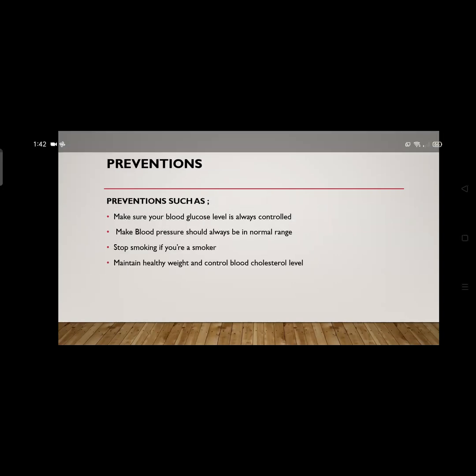Some preventions: we should always make sure that the blood glucose is controlled, and the blood pressure should always be in a normal range, that is 120 by 80 mm of Hg. If he is a smoker, he should stop smoking, because if he or she smokes, it can increase the risk. And maintain a healthy weight and control the blood cholesterol level. The weight should be maintained, and the person should not be too obese.